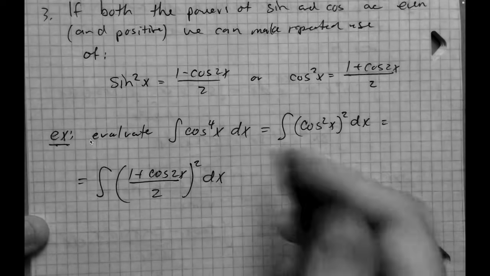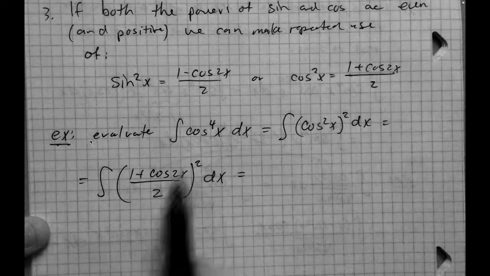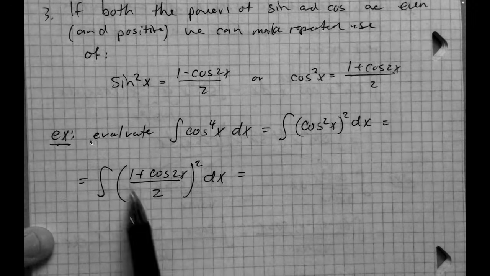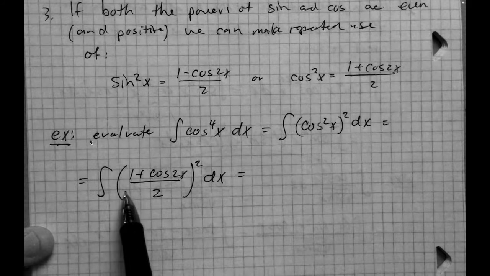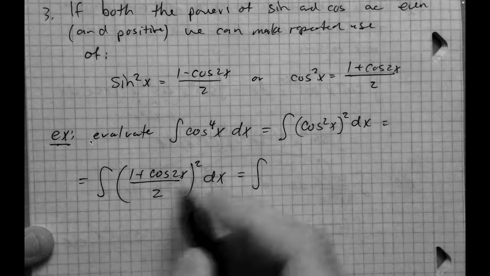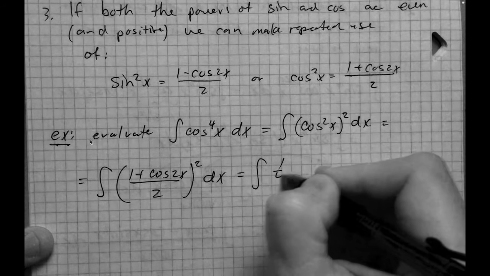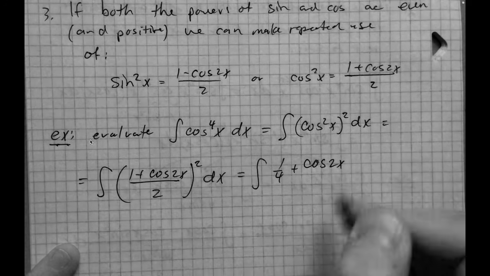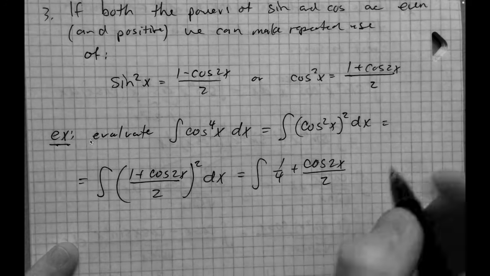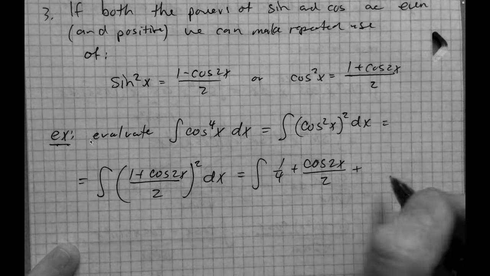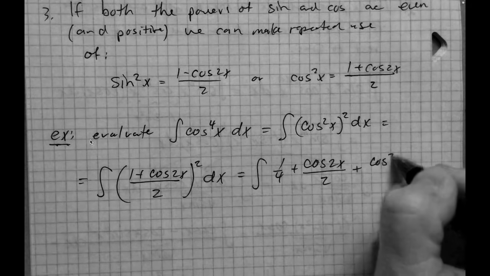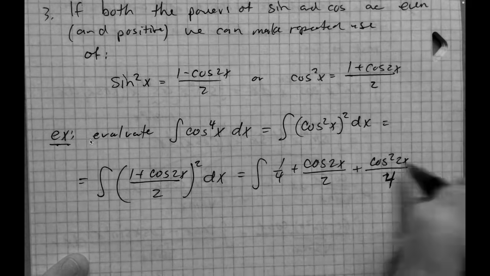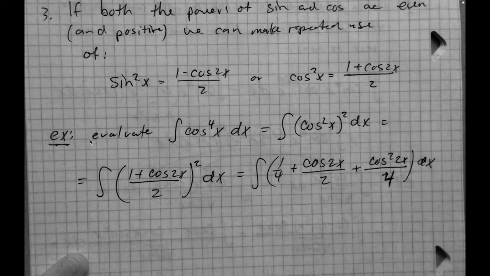Okay. And we can expand this, so you get 1/4. Well, if you wanted to do it that way, we'll just break out the terms here. So it'd be 1/4 plus, and then in the middle it'd be cosine of 2x over 2, and then you're going to have the squared term as well, so it'd be cosine squared of 2x over 4, sorry. Okay, so that's how that expands.